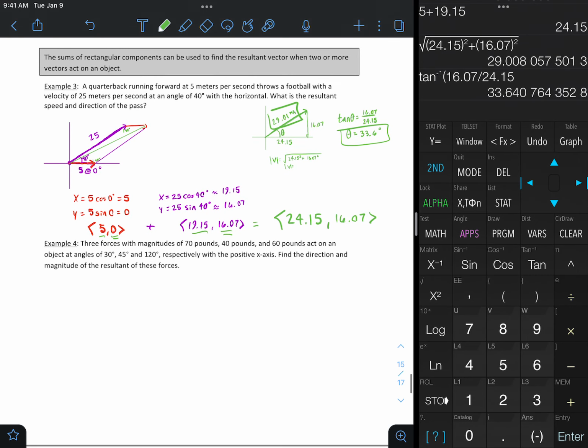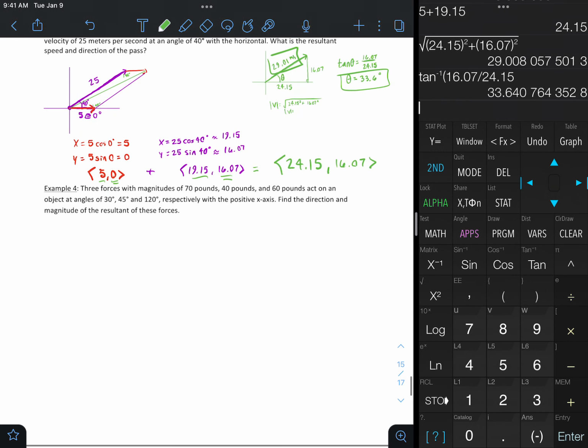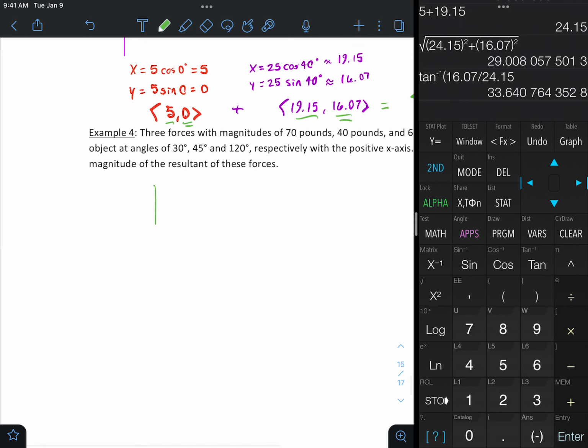Where the component form really starts to shine is when you have three vectors, and that's coming up on this one. This one's got three vectors, and it is too big of a pain to do your tip to tail method with three vectors. Basically, you do two at a time, and then you get your result. You take that result, you do it with the last one, and then you get your second result, and it basically turns it into two problems. So with something like this with three forces, if I were you, I would do component form, just like we did.